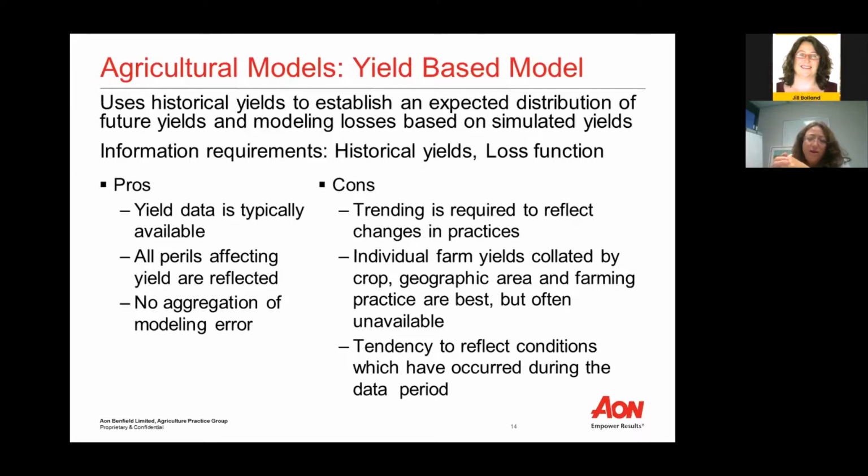There's also an issue with granularity of the data. Obviously, quite often insurance policies are written at a farm level, but we might not have data at that level. For China, we have it at a county level. For India, we have it at a tehsil level. And this tends to reflect the conditions which have occurred during the data period. For our crop model, we had data from 1980 onwards. So, if there was a really big event that didn't occur during that time, that's not going to be in our data.